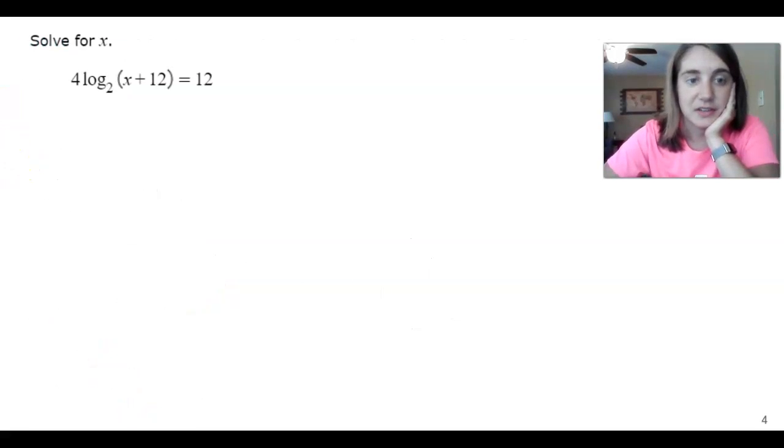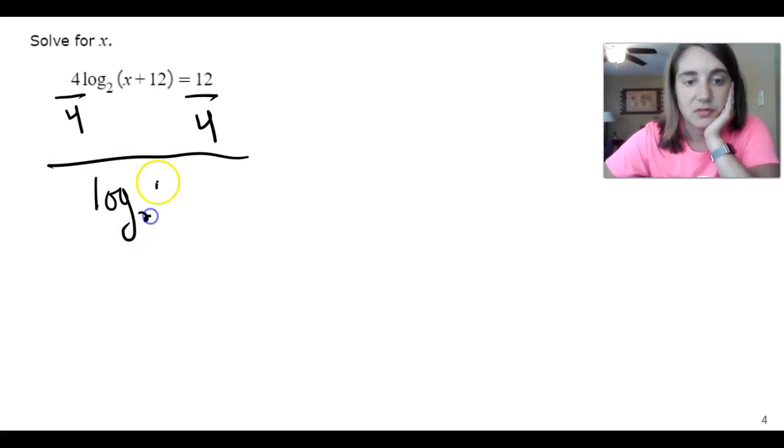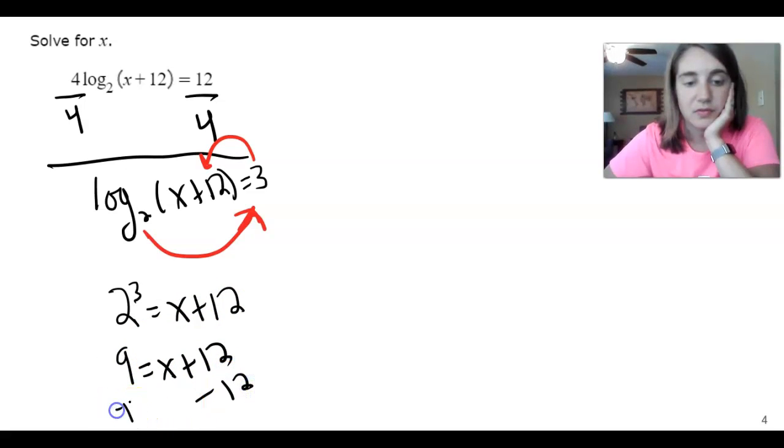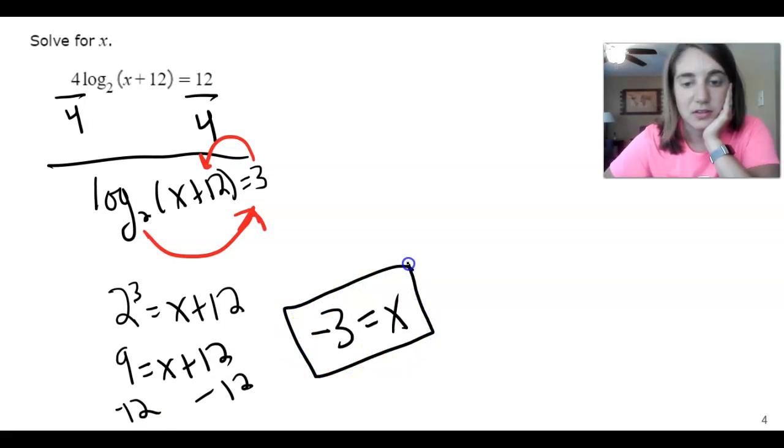So this is the same idea. I need to get my log by itself. Now I can convert. So I know that 2 to the third power equals x plus 12. 8 equals x plus 12. In other words, negative 4 equals x.